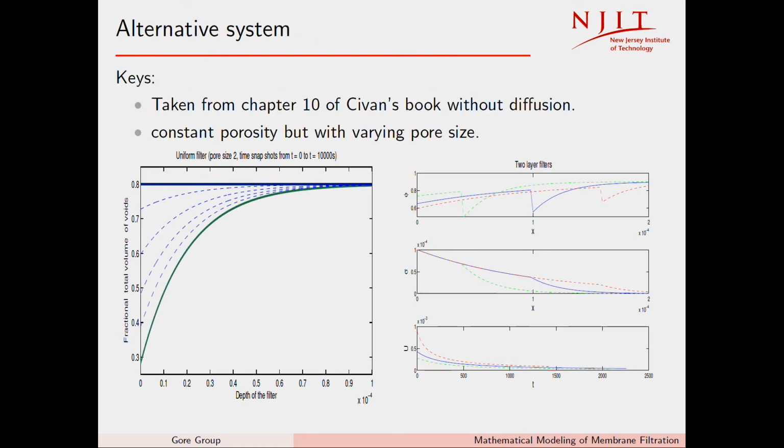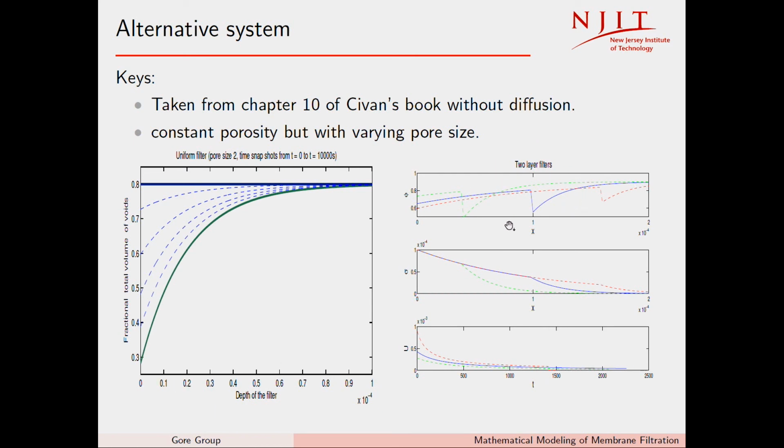We also have an alternative system where the equation is taken from Stephen's book, chapter 10, but then they modify it and get rid of the diffusion term. Their model is a little bit different, where they keep the porosity constant but vary the pore size. For the first one, they have the same pore size, and basically they show the same thing, that the filter is being clogged at the top right here. By the way, their scale is backward: theirs is from 0 to 1, whereas our previous one was from 1 to 0.